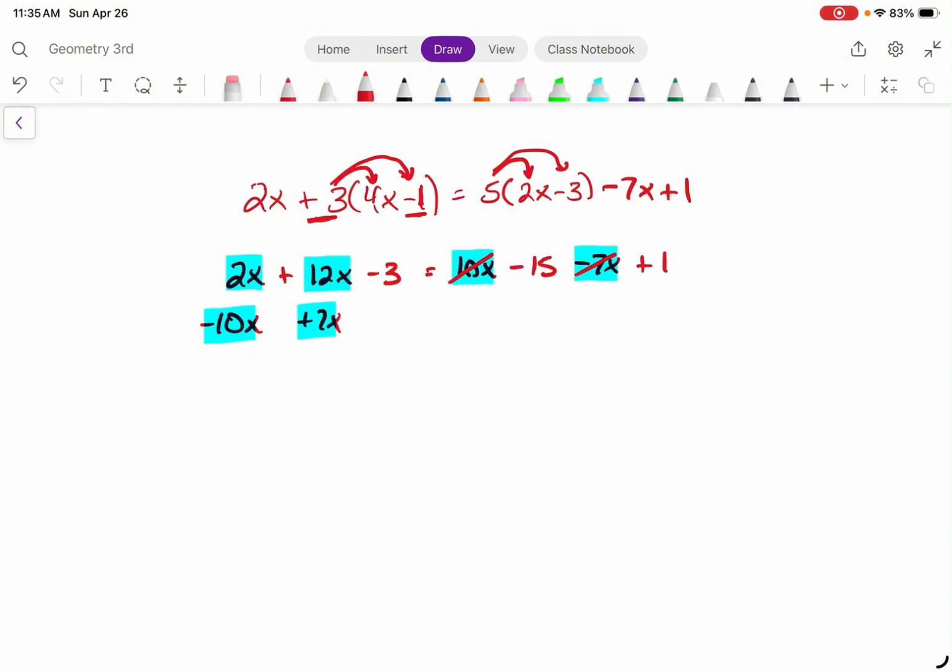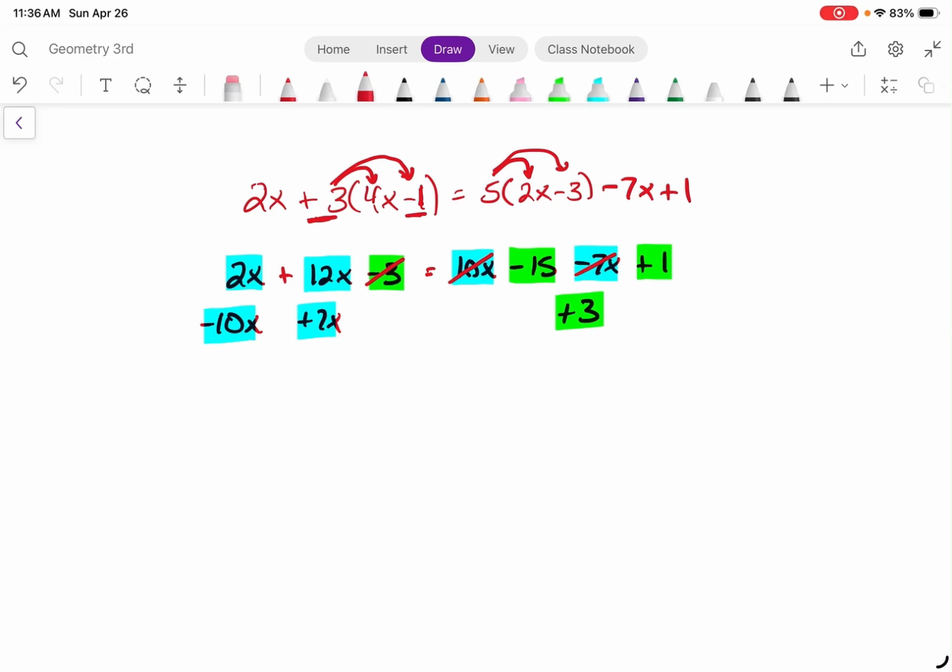Now, the rest of the terms, I'll put in a different color. This minus 15 and this minus 1 and this minus 3. That's your other like terms. Those don't have x's. So in order to combine those, this minus 3, I'm going to put over here with these other ones by doing plus 3. And now all my green terms there are on the same side.